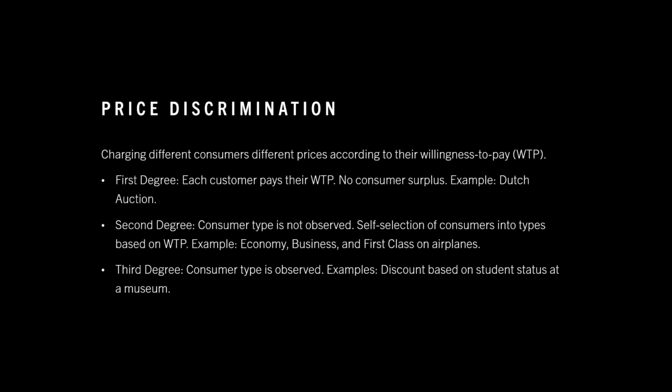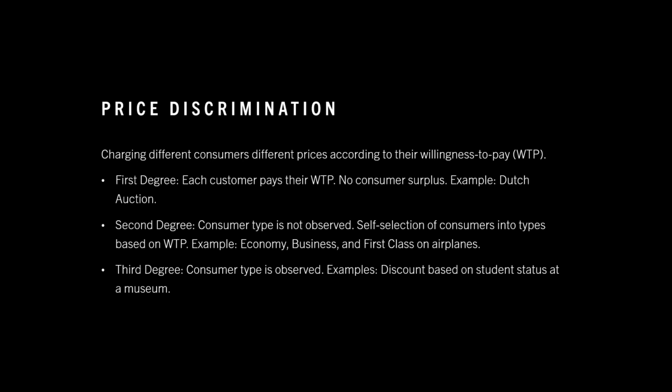Okay. Now, there is also something called third-degree price discrimination, where the consumer type is observed. So think about, for example, discounts based on student status, or whether you are a senior at the movie theater or at the museum.